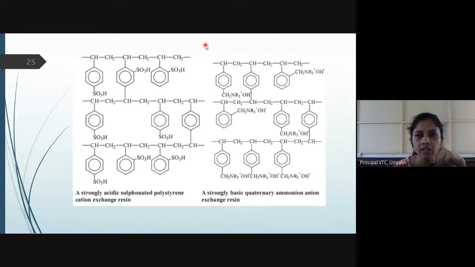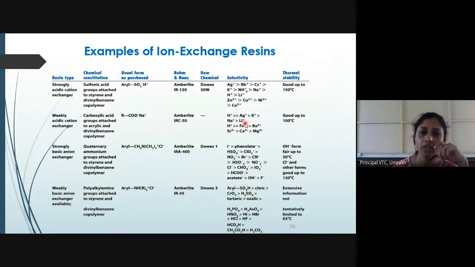Similarly, the next part of the figure is a strongly basic quaternary amine anion exchange resin. NR3 plus, a quaternary ammonium, will be a strong anion exchange resin. Instead of that, if there is a tertiary group, that will be a weak anion exchange resin. Here a few examples of ion exchange resins are given, for which kind of ions they are used. Their thermal stability is also written here.